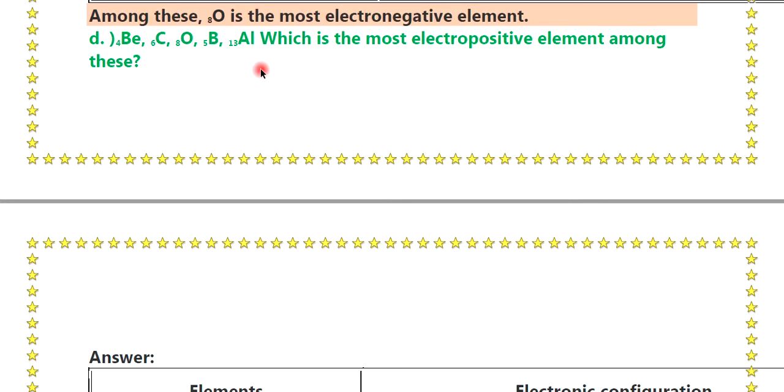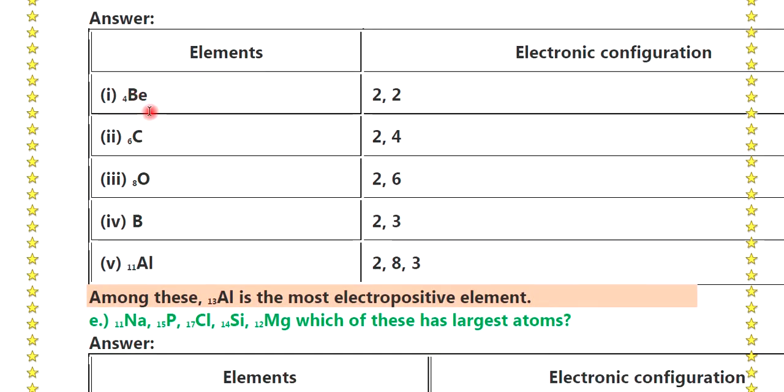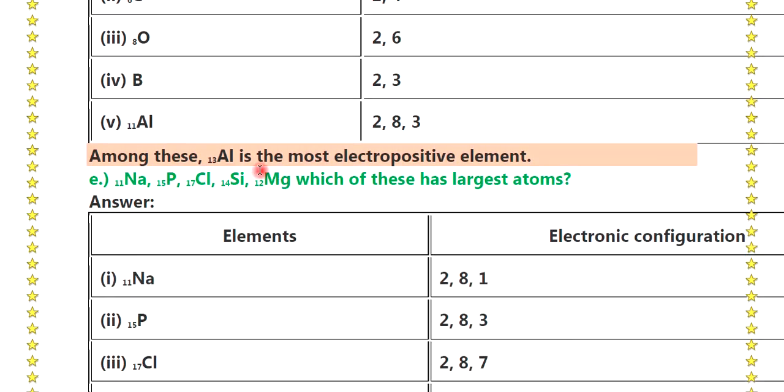Beryllium, carbon, oxygen, boron, aluminum: which is the most electropositive element among the following? Beryllium having electronic configuration 2, 2, carbon 2, 4, oxygen 2, 6, boron 2, 3 and aluminum 2, 8, 3. So among those, aluminum is the most electropositive element.